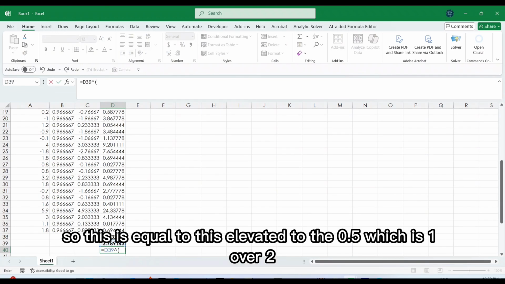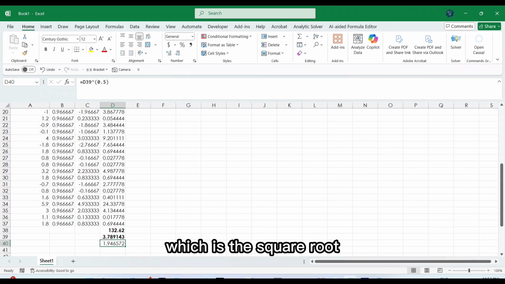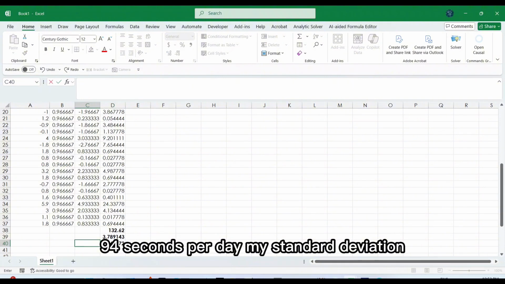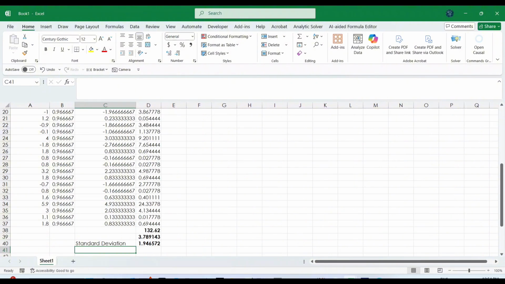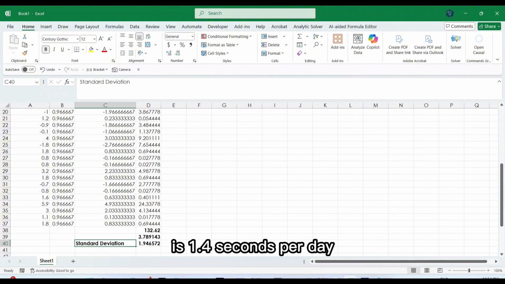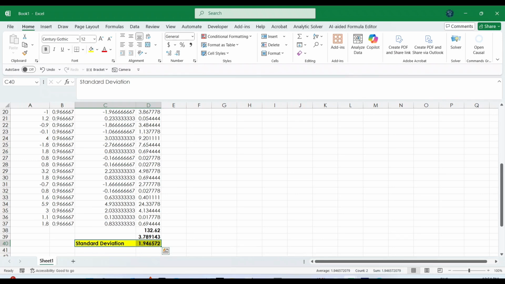So this is equal to this elevated to the 0.5, which is 1 over 2, which is the square root. This is my answer, 1.94 seconds per day, my standard deviation, or SD, is 1.94 seconds per day.